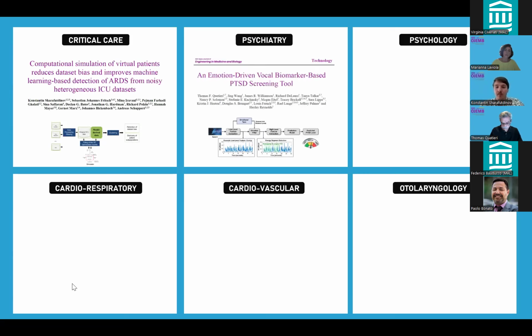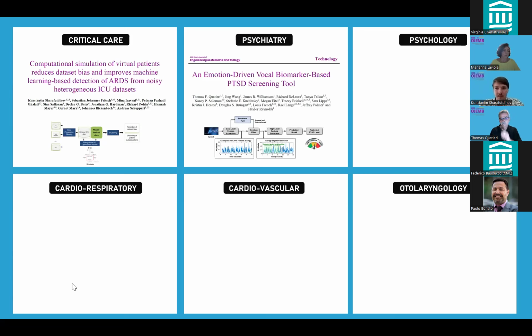The second talk is from a group working at MIT Lincoln Laboratory and at Harvard, and the authors here will be Professor Quatieri and Dr. Wang. They developed a digital emotional twin that can be used to select the most salient temporal region of a speech to improve post-traumatic stress disorder detection.